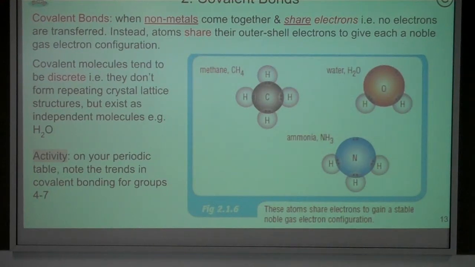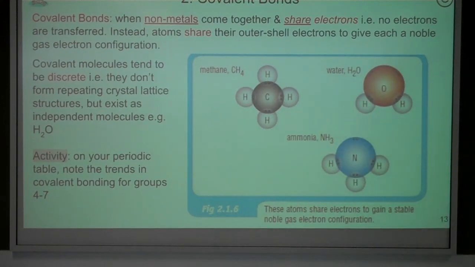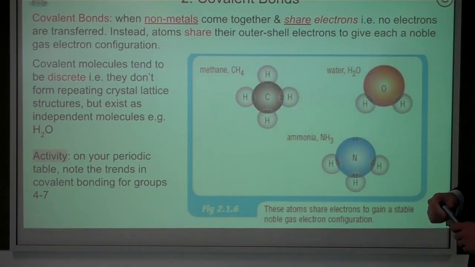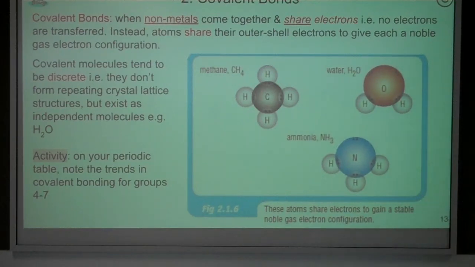Okay. Covalent bonds. That is where you need to get your head around. That is year 10, and that is the bond we're dealing with. When non-metals come together to share electrons, no electrons are transferred. Instead, atoms share their outer shell electrons to give each other a noble gas configuration.